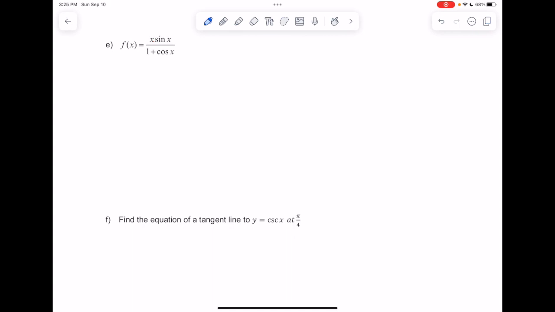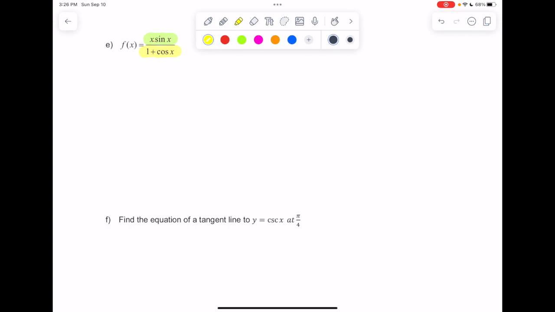In part E, we have f of x equal to x times sine of x over 1 plus cosine of x. Still with the same directions from the previous page, which is to find the derivative. So this one's interesting because we have a couple things going on. We've got a numerator, x sine x, and then we've got a denominator, 1 plus cosine x. So we're going to use the quotient rule because that's all being held together by division. And in fact, we'll use the quotient rule first.